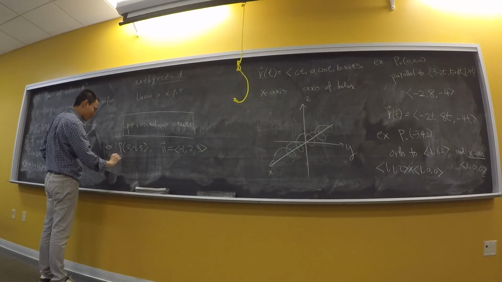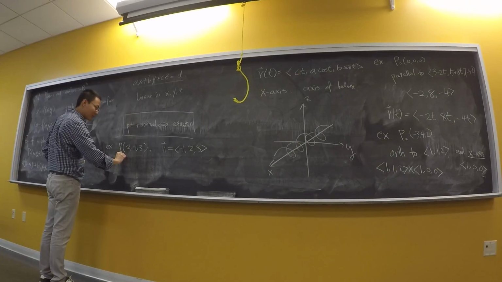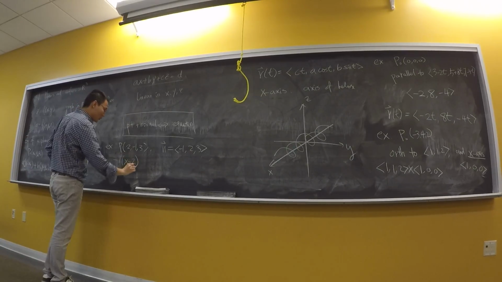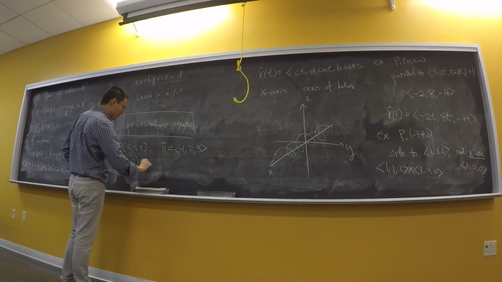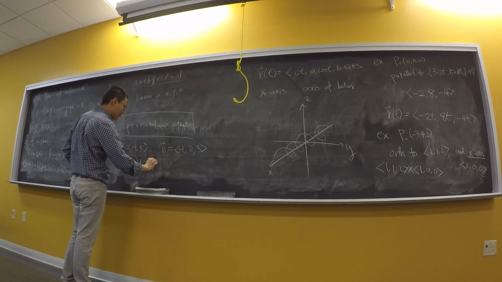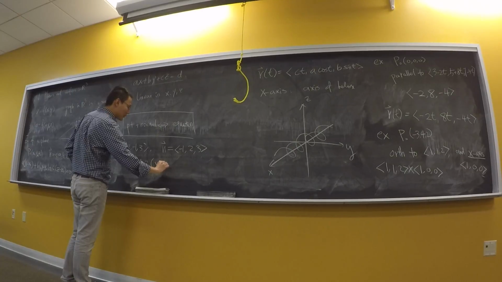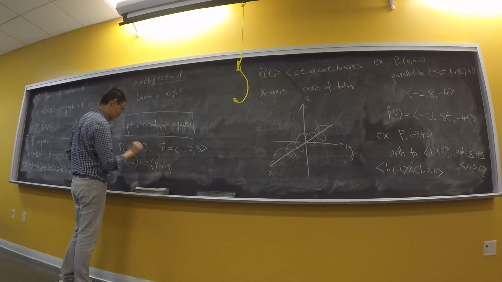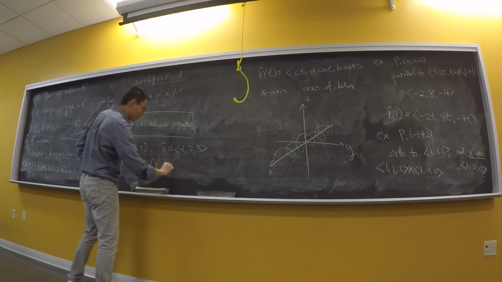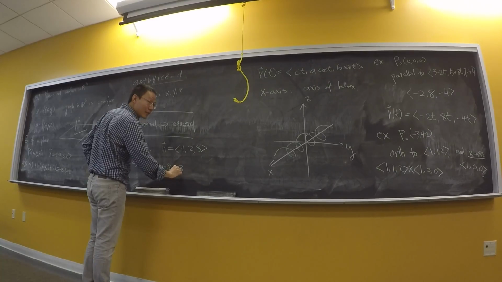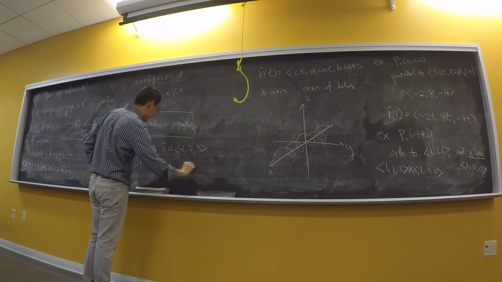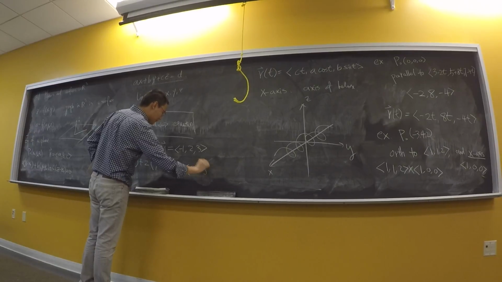So how do I find the equation? Negative 1 times (x minus 2), plus 2 times (y minus negative 1), which is y plus 1, and plus 3 times (z minus 3) equals 0.